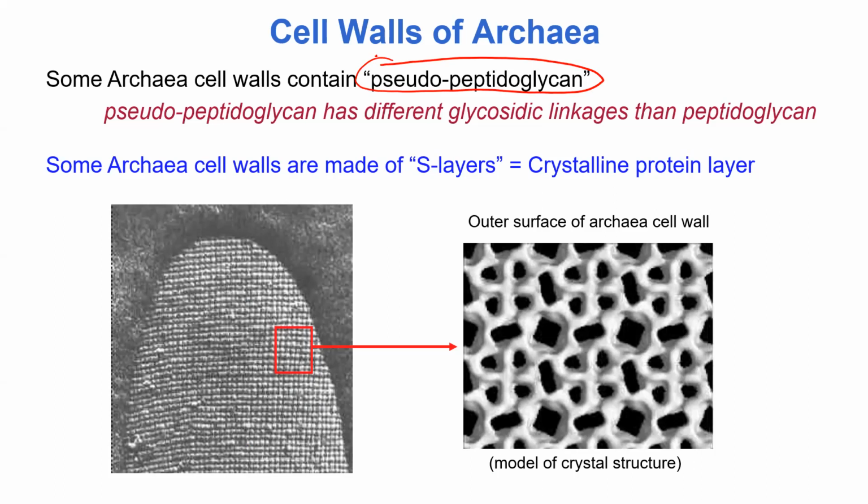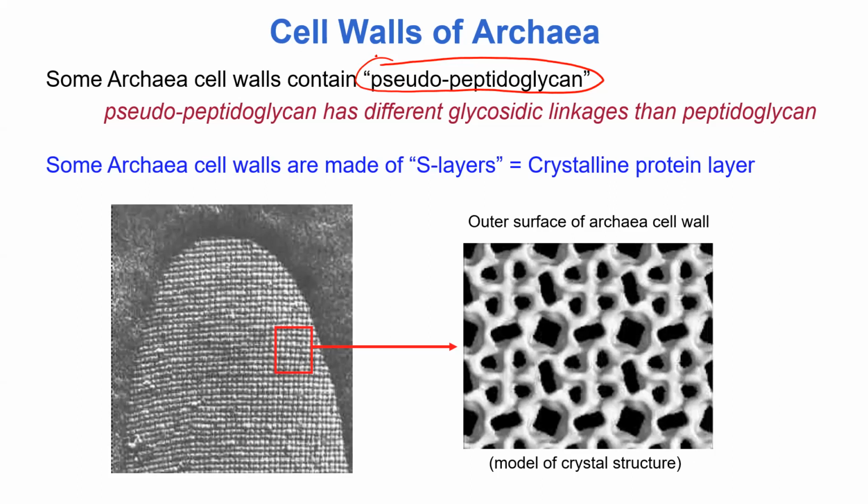It's a different carbohydrate. If you took a quick glance, it looks like peptidoglycan. But when you take a better look, it turns out that the glycosidic linkages are totally different, which makes it an entirely different carbohydrate. So they have a unique carbohydrate. No surprise, they are a unique domain, and no surprise that they have a unique carbohydrate in their cell walls.